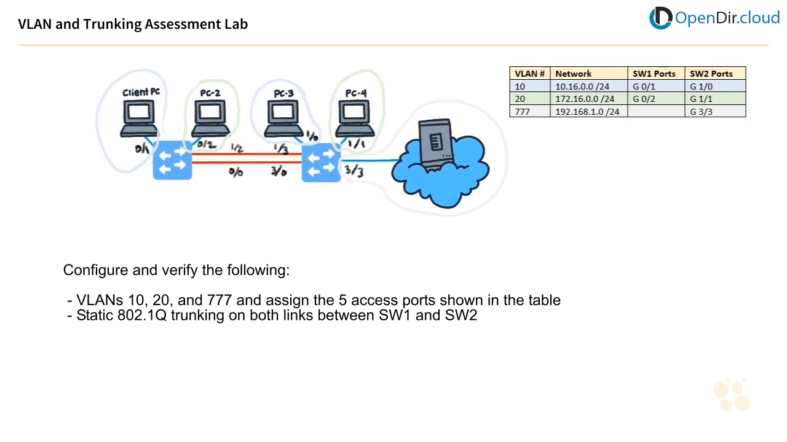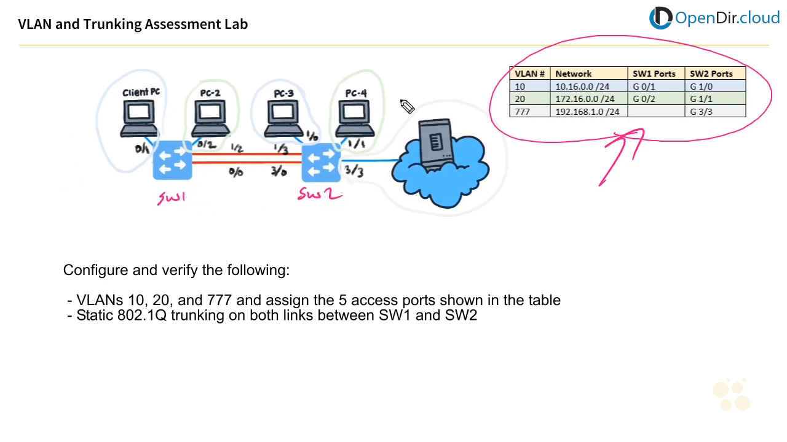To verify we've correctly set up this environment, here's our tasks once again. It is to create VLANs 10, 20, 777 and assign them to the associated ports shown here. This is switch 1 on the left and switch 2 on the right. Also, between those two switches on its two links, we're supposed to set up static 802.1Q trunking on both of those links. So with these tasks in mind, let's take a look at a few commands that we could use to help verify that we have correctly implemented the solution being asked for in this assessment lab.